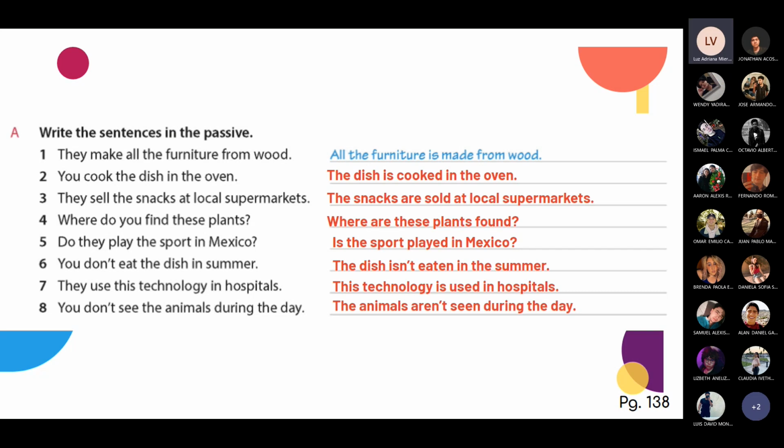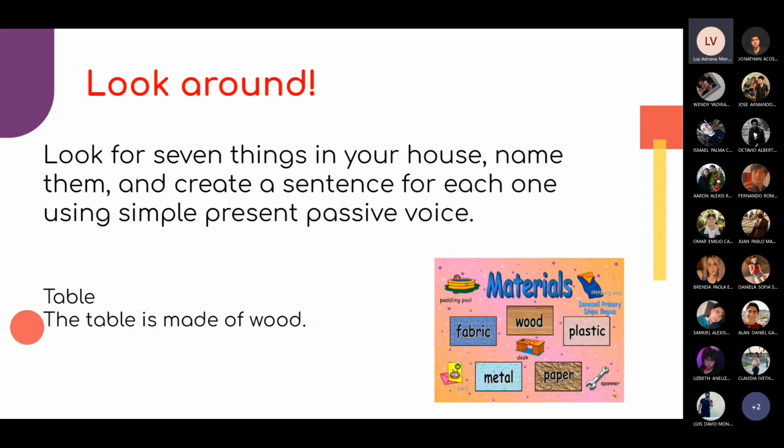Excellent. So, questions on these examples? Any doubts that you have in regards to the structure? Or if everything is good, thumbs up. All clear. Perfect. So now it's your turn to go ahead and make your own passive voice sentences.